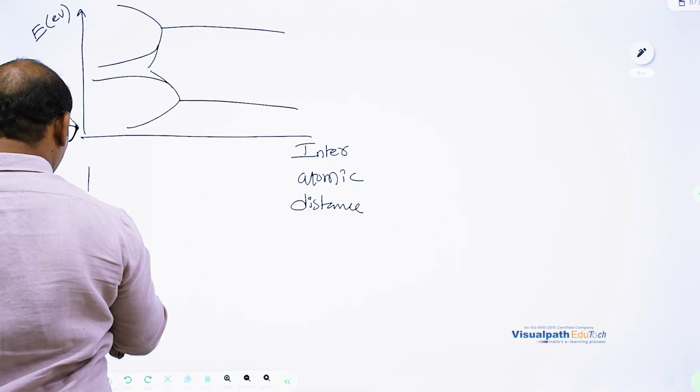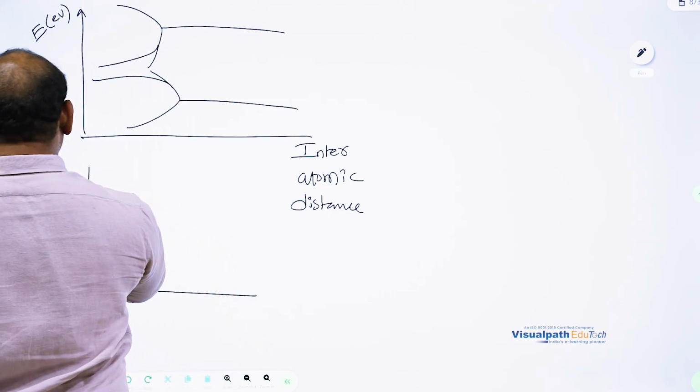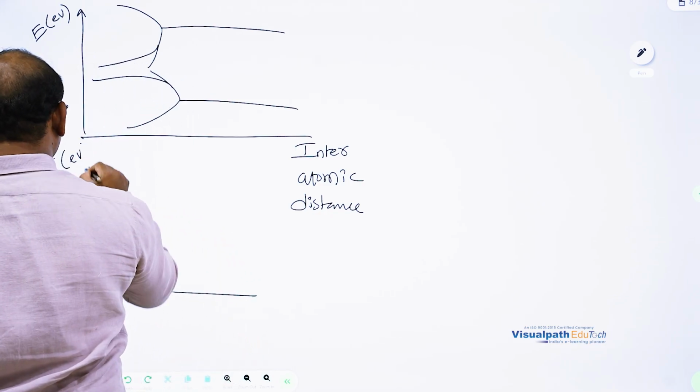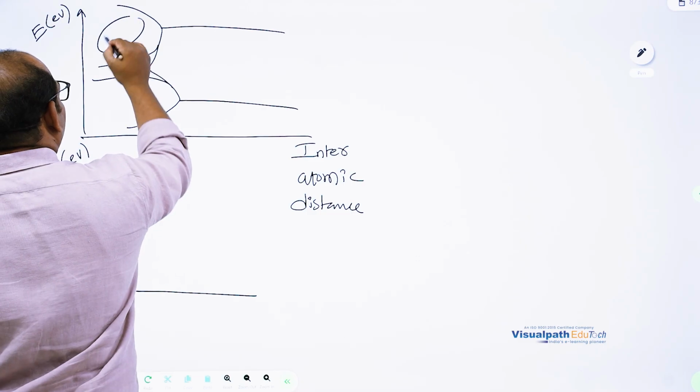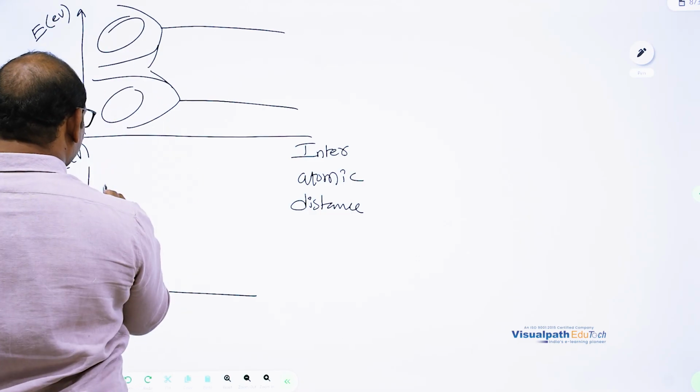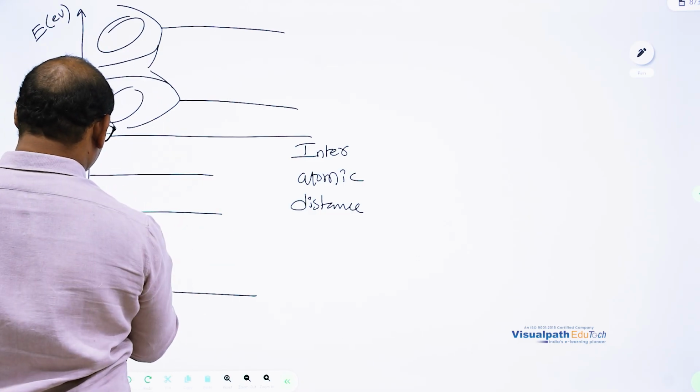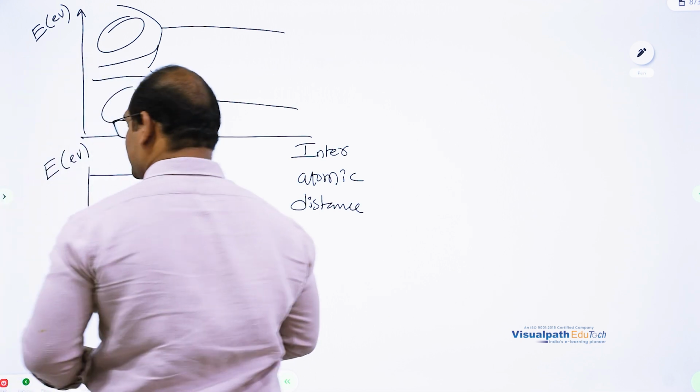Okay. Now further we can draw like this. On the y-axis, same energy. Now this is one band, this is another band. In between these two, some forbidden band is there. Like this I can take.